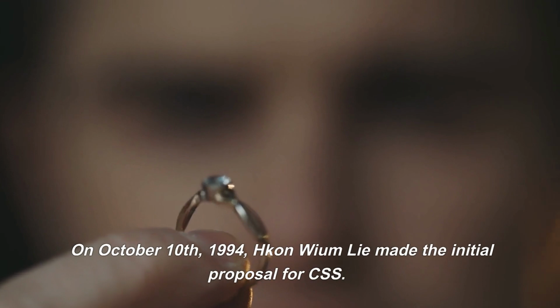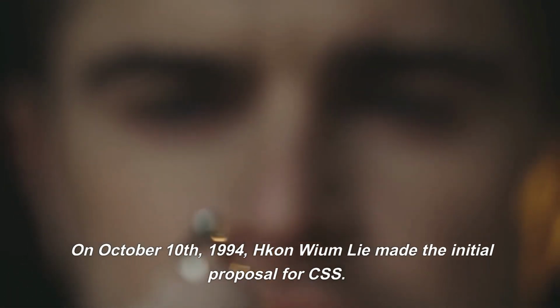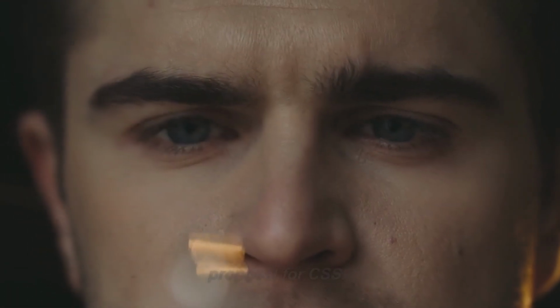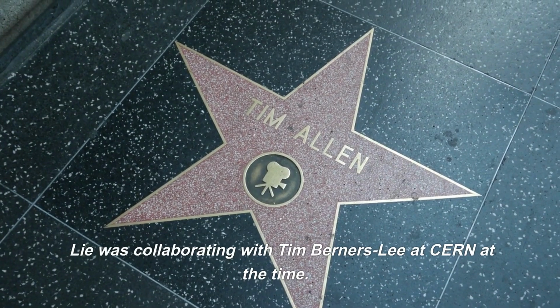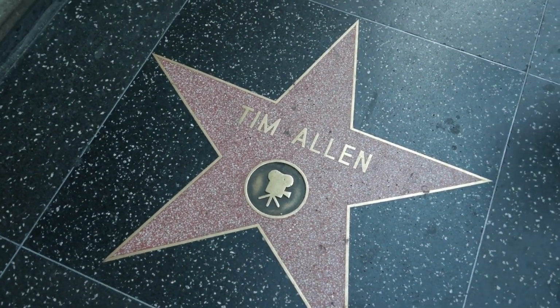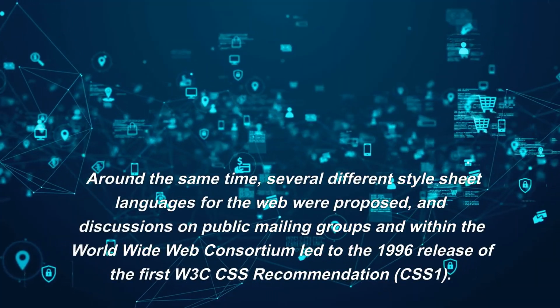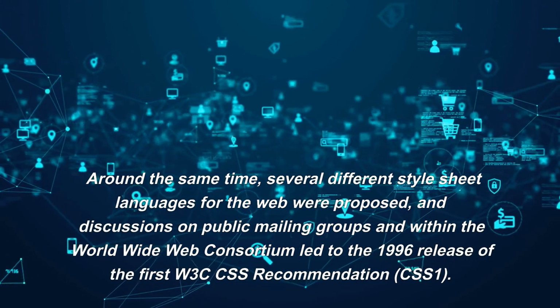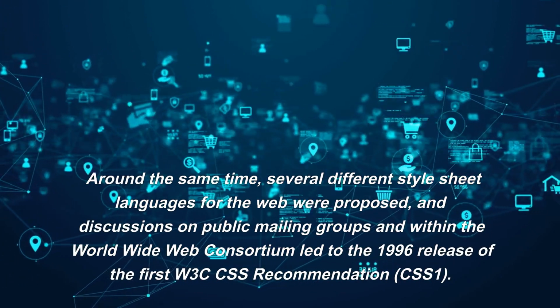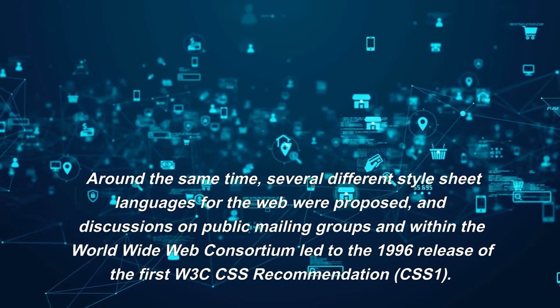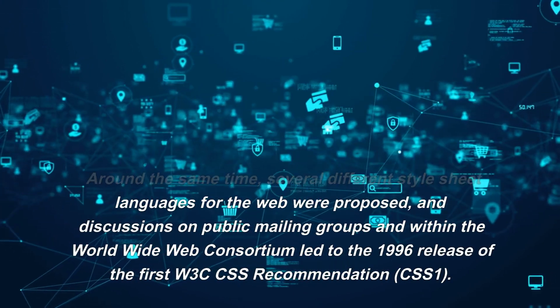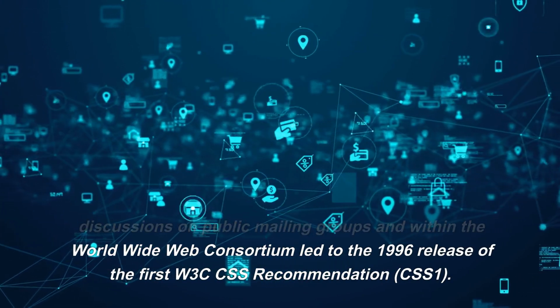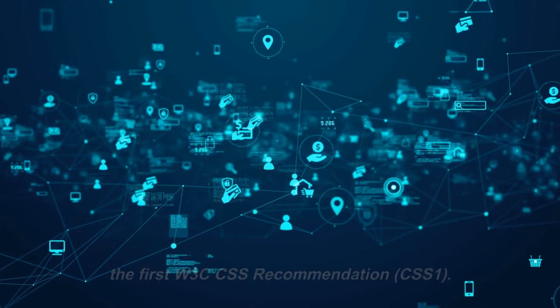On October 10, 1994, Håkon Wium Lie made the initial proposal for CSS. Lie was collaborating with Tim Berners-Lee at CERN at the time. Around the same time, several different style sheet languages for the web were proposed, and discussions on public mailing groups and within the World Wide Web Consortium led to the 1996 release of the first W3C CSS recommendation, CSS1.